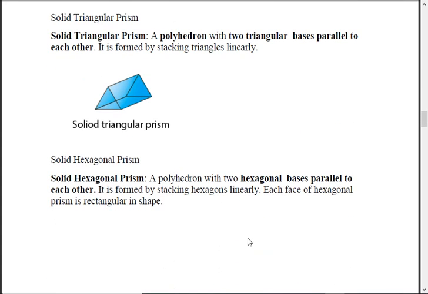Next, solid triangular prism. Solid triangular prism, a polyhedron with two triangular bases parallel to each other. It is formed by stacking triangles linearly. See this. If you stick this triangular plate one plate to another and go on putting it, then you will form this triangular prism. That's why it's called as solid. Solid means totally filled in.